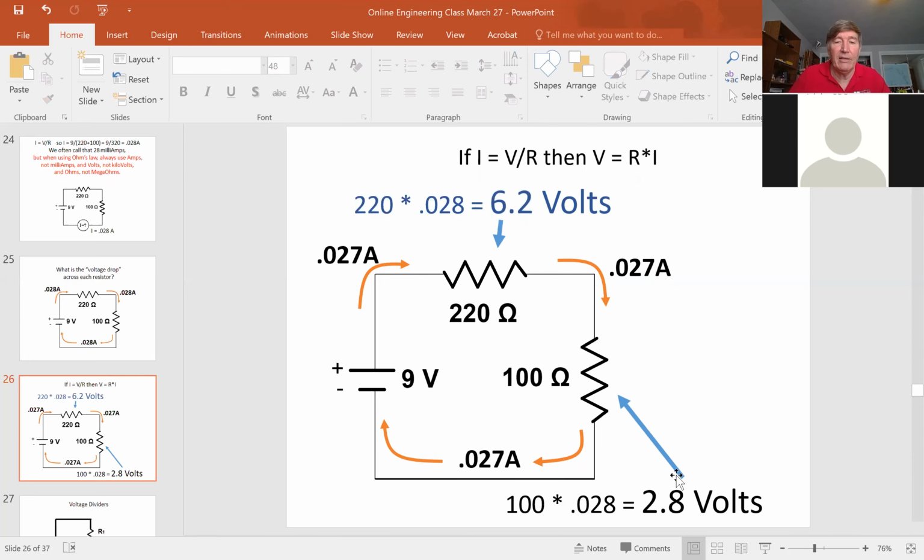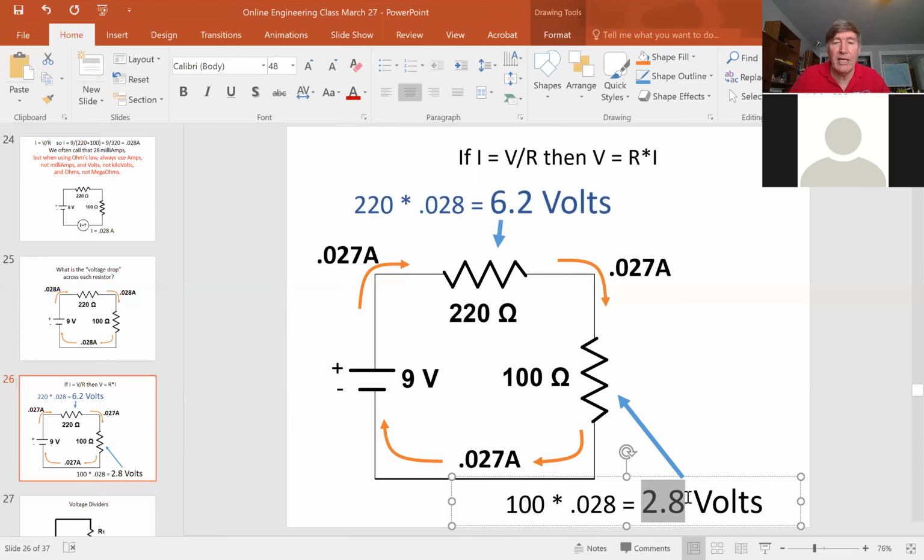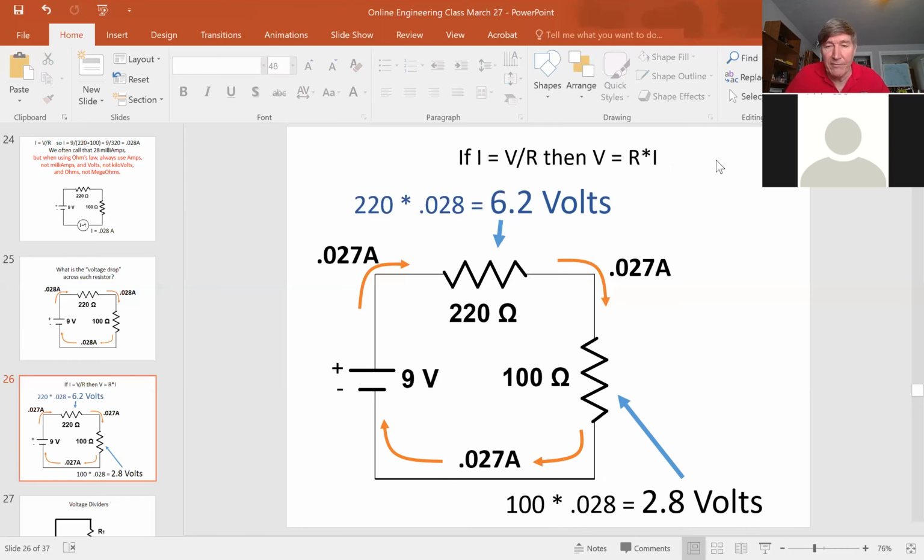Down here at the bottom, if I do the same thing for this resistor, I've got a voltage drop across that one resistor of 2.8. Would I add the 2 voltages? Yeah, I would, and that's what I've done. If you take the 2.8 volts here and add that to the 6.2 volts here, you will not be surprised to find that it adds up to 9 volts. It would be a problem if it didn't.